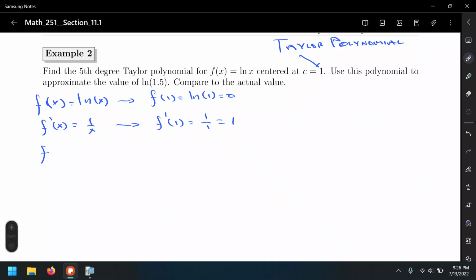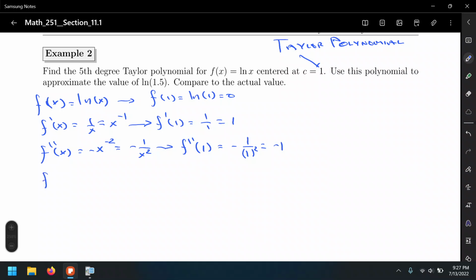Find the second derivative, but be careful when evaluating the second derivative, because we need to write this as x to the negative 1 instead. And the derivative of x to the negative 1 will be negative 1 times x to the negative 2, which is the same as saying negative 1 over x squared. Alright, now evaluate the second derivative at 1. That's going to be negative 1 over 1 squared, which is negative 1.